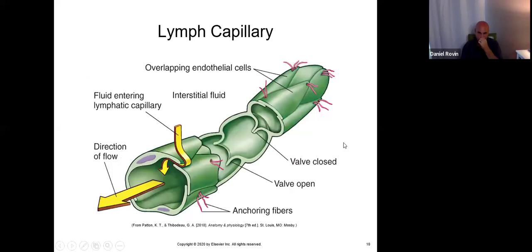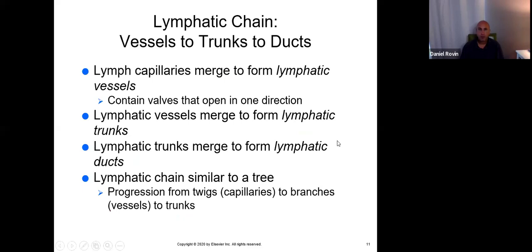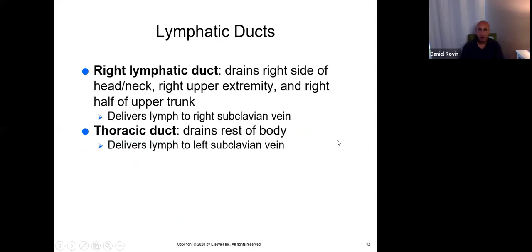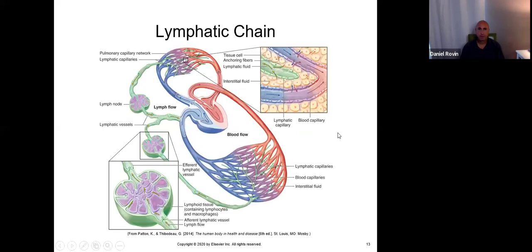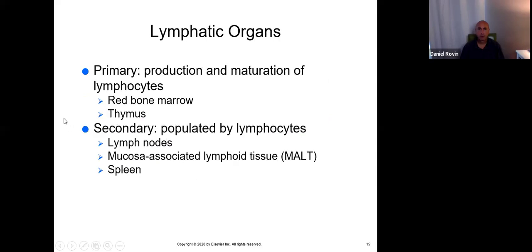I'll show you that. This is a lymphatic capillary. These are the valves. That's the direction of the lymph. It's called lymph once it's inside the capillary. Lymphatic vessels, again, get bigger and bigger toward the body's center, but the thoracic duct is by far the largest of any lymphatic vessel. That's the one I showed you earlier, that picture.